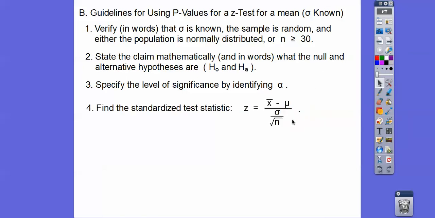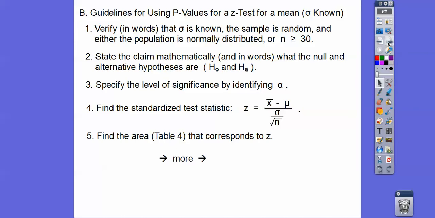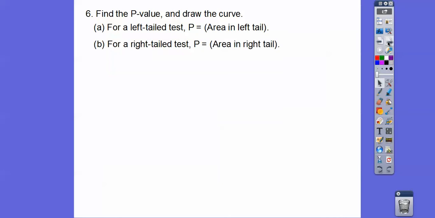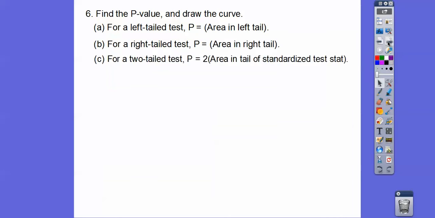That's this z-score formula that we're going to use over and over and over again. Find the area, which is in table 4 of your standardized z-score tables, that corresponds to z, and then find the p-value, that's our area. For a left-tailed test, the p is the area in the left. For a right-tailed test, the p is the area in the right. For a two-tailed test, the p is twice the area that we look up in our z-score table.